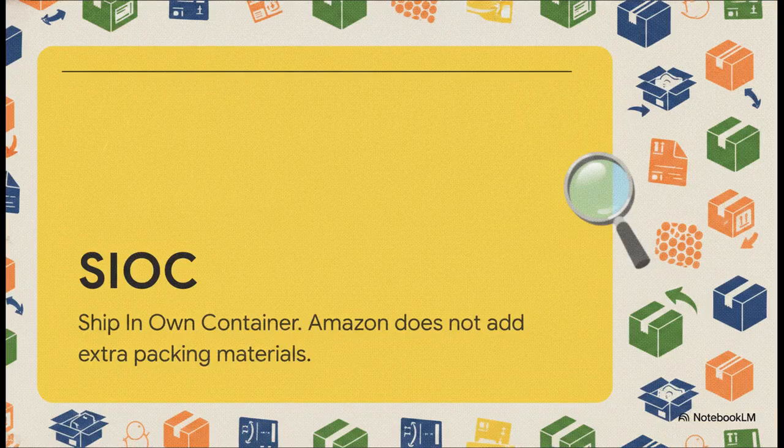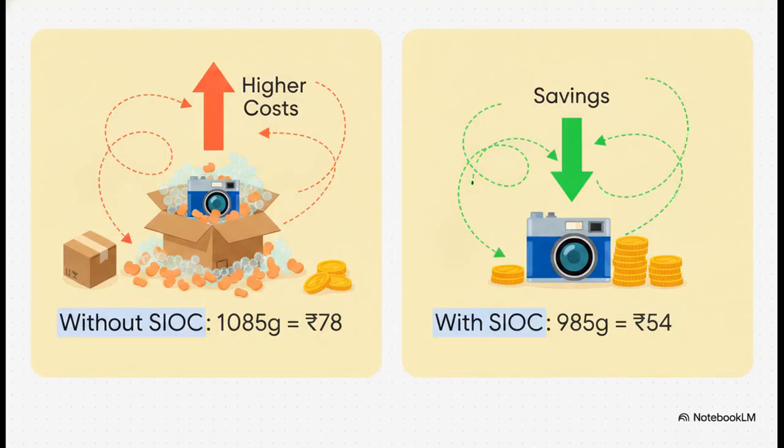So, now that you understand how dimensional weight can sneak up and hurt you, let's talk about a tool you can use to actually protect your profit. SIOC. It's an acronym that stands for Ship in Own Container, and the concept is brilliantly simple. If your product is already packaged robustly enough by you, the manufacturer, it can just ship directly out in its own packaging. Amazon doesn't have to put your box inside another bigger Amazon-branded box with extra packing materials like bubble wrap or brown paper. So why does this matter so much?